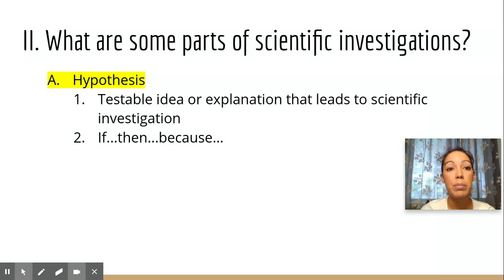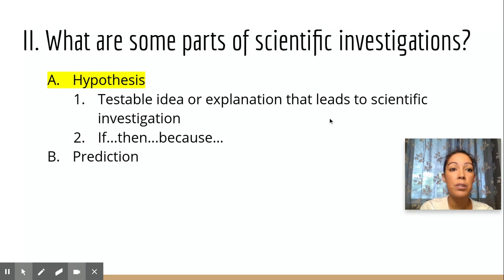Give me a reason why you think your if and then makes sense, right? Your hypothesis has to be backed up by some kind of reasoning for thinking what you're thinking and some kind of reasoning for predicting your outcome of your experiment.